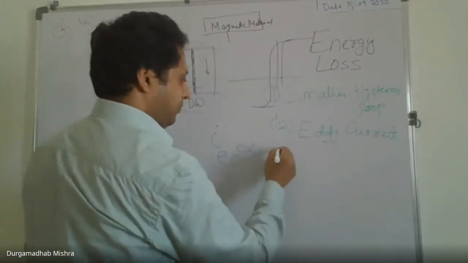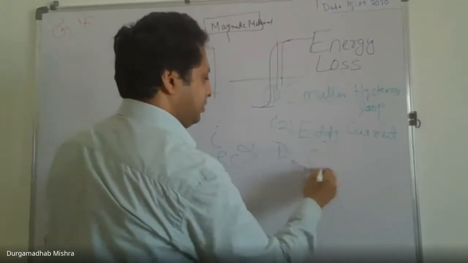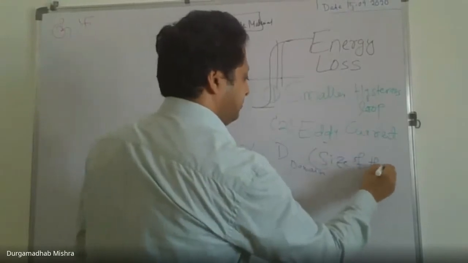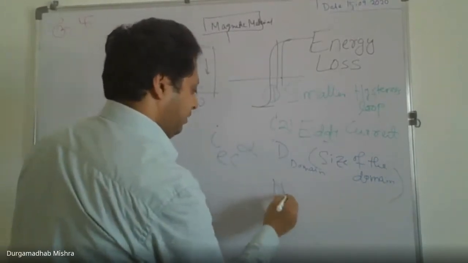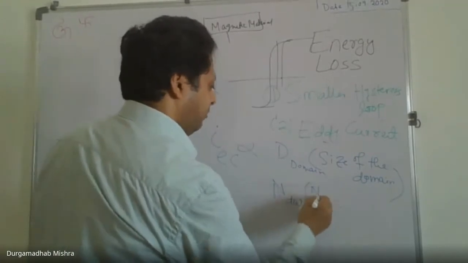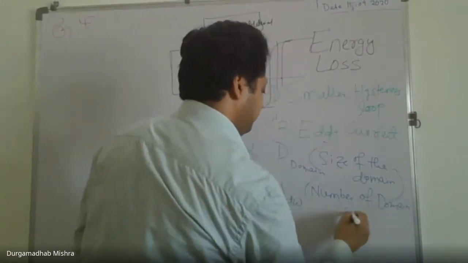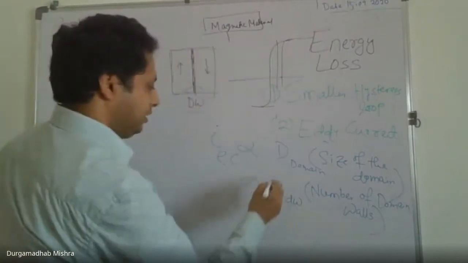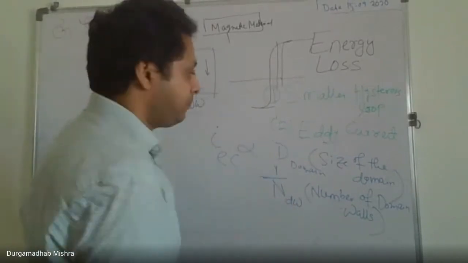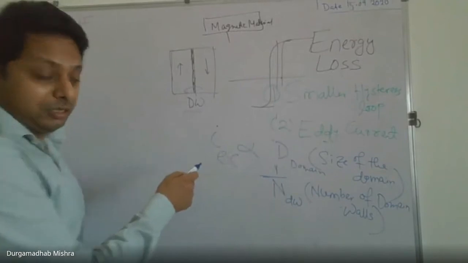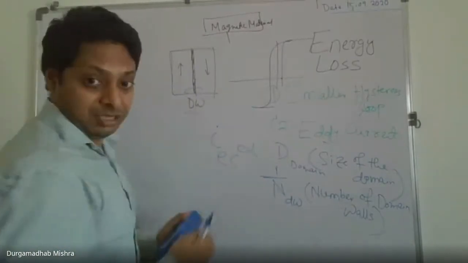will be proportional to the size of the domain, and also it will be proportional to the number of domain walls, or actually it is inversely proportional to this. Okay. So if I increase the number of domain walls, I will decrease the eddy current, and if I increase the size of the domain, so if I have bigger size domains, I will increase the eddy current.